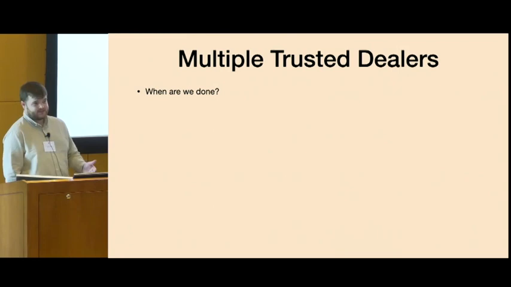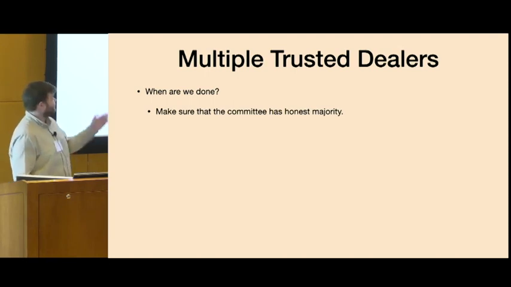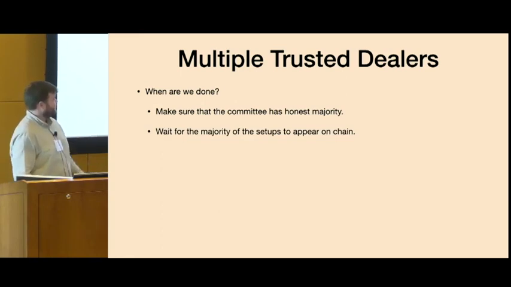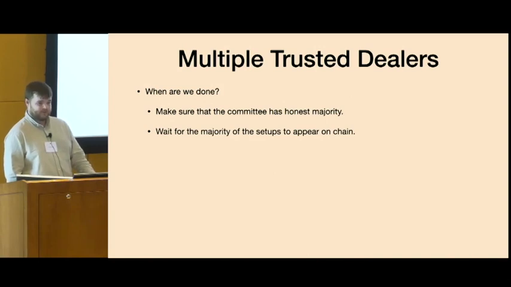So then the question is, how are we going to actually use this thing? When are we done listening for trusted dealers? Because some of them might be corrupted and never answer. So the answer is to make sure that your committee has honest majority. So you can wait for just any majority of the parties to respond. At least one honest party did, so you have at least one good setup, essentially.